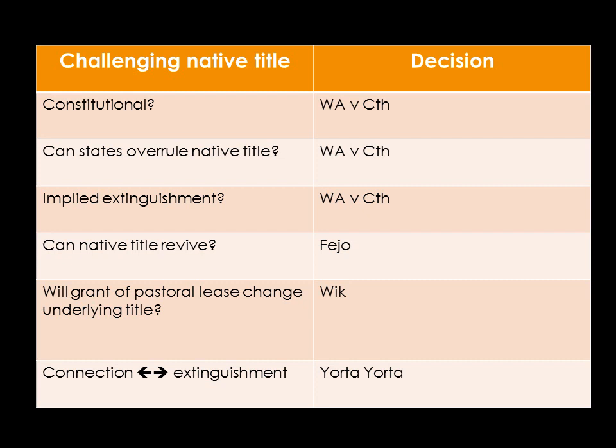You need a clear and plain intention to extinguish native title through Parliament or through executive order, and only that will be sufficient. You can't have any sort of implied extinguishment. In Fejo, the court was asked whether native title can revive. So once land has been granted, if it then reverts to Crown land, is it possible that native title will spring up again? The court said no. Once it's gone, it's gone forever. It cannot be revived.